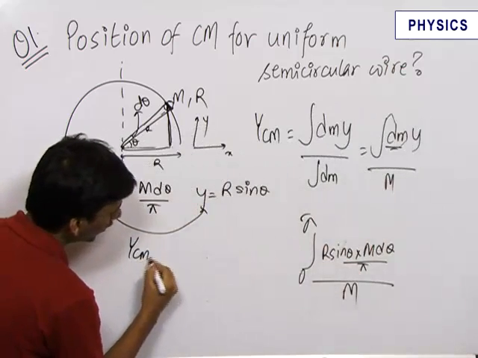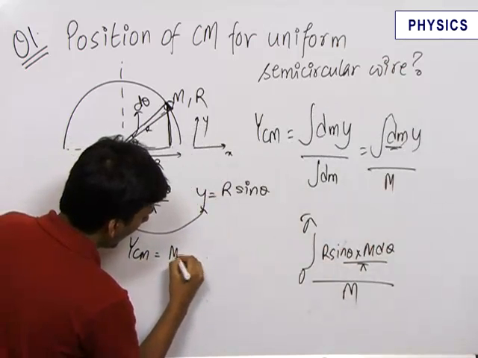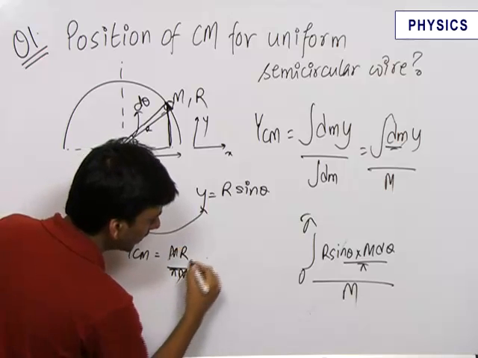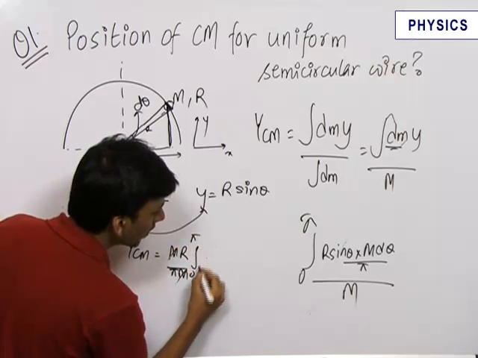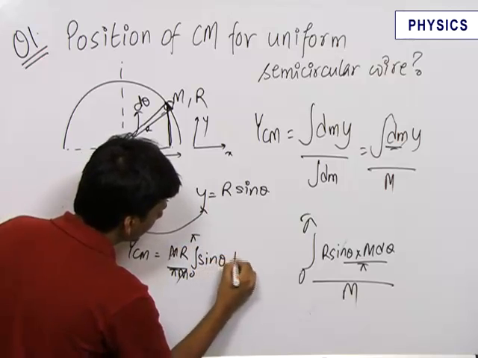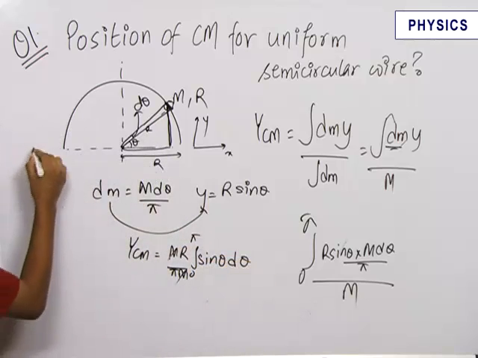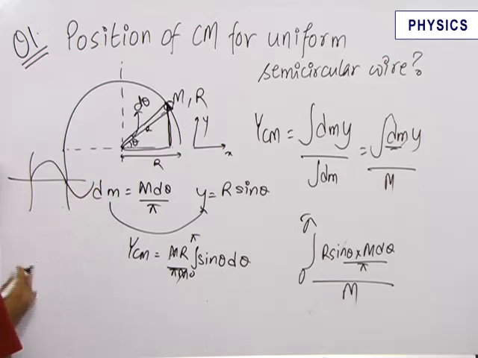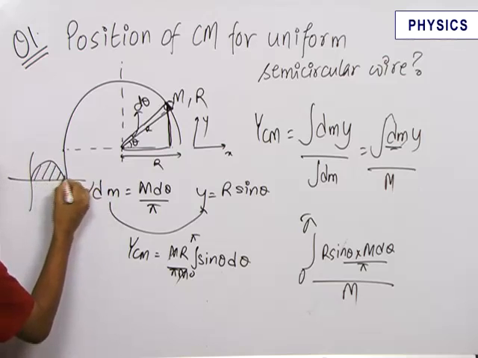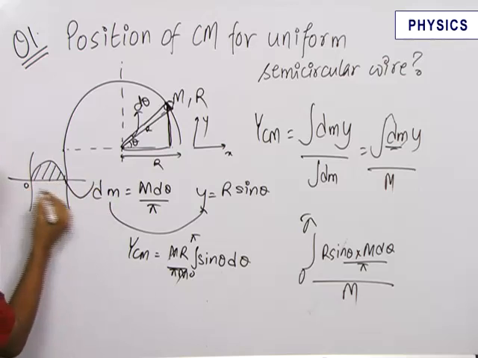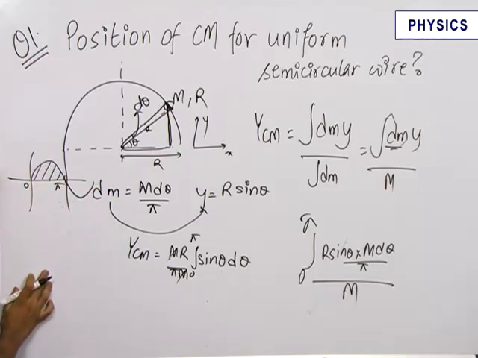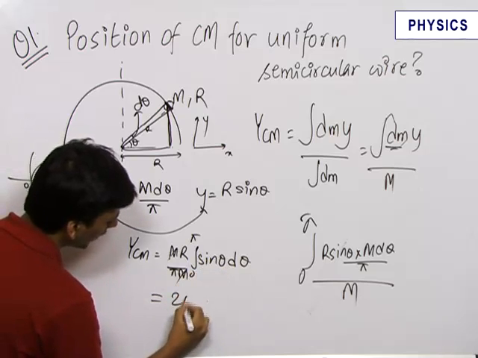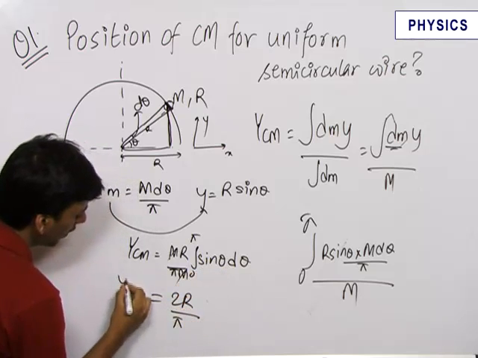Y coordinate of center of mass is equal to m r upon pi, divided by m, which gets cancelled, integration 0 to pi sin theta d theta. Now the graph of sin theta is like this. This area is equal to 2 from 0 to pi. Therefore integration 0 to pi sin theta d theta is equal to 2. Therefore we get the y coordinate to be 2r upon pi.